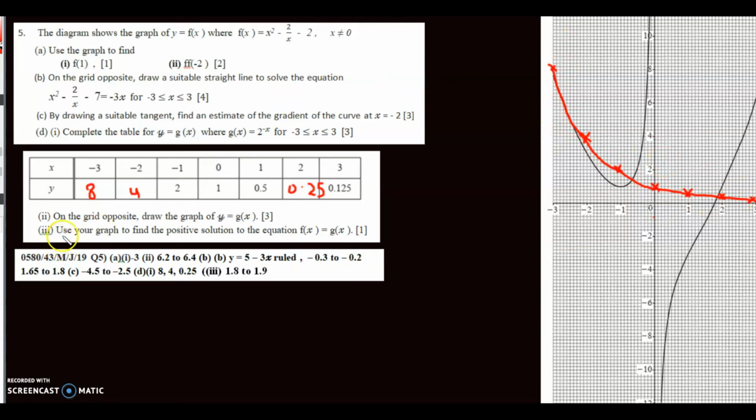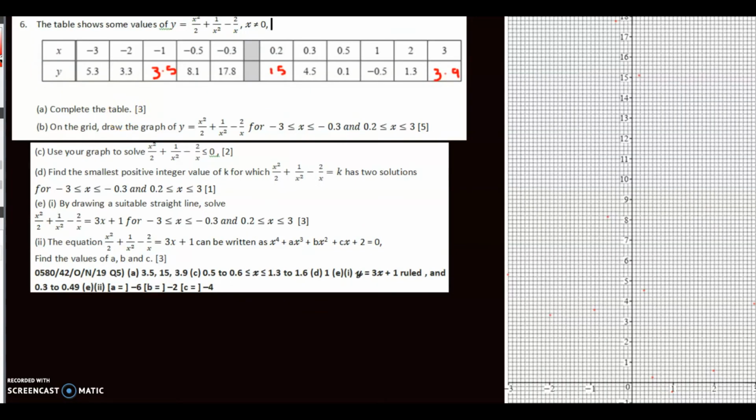Now the last part says use your graph to find the positive solution of this equation. So where are the two graphs intersecting? Here and here. Where is the positive value of x? Here. And what's the answer here? It's almost 1.8. So 1.8 is an acceptable answer.